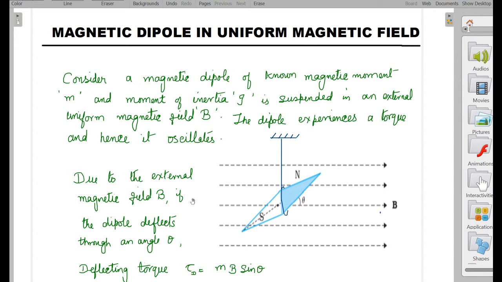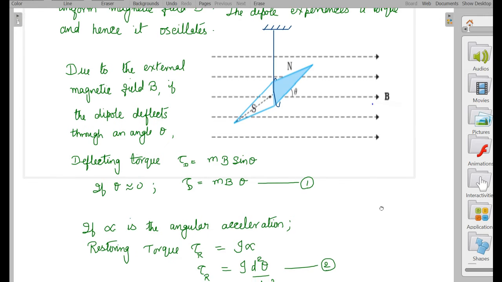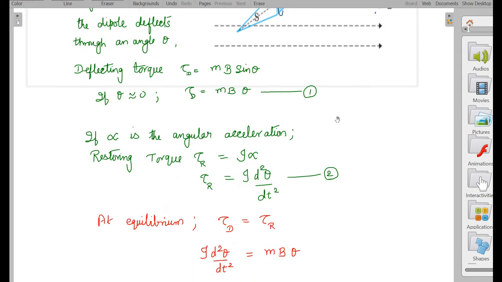Now, due to the external magnetic field B, if the dipole deflects through an angle theta, we know the deflecting torque equals mB sin theta. Or if theta is negligible, small angle oscillation, theta approximately equal to 0, deflecting torque equals mB into theta. Let us consider this as equation number 1.